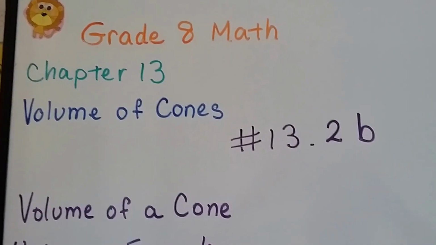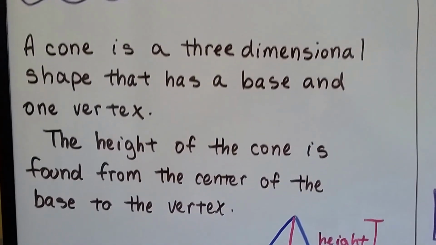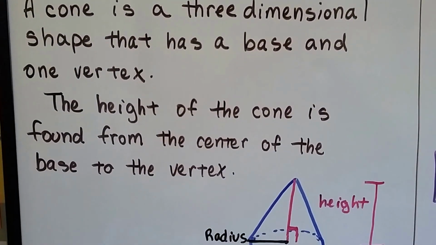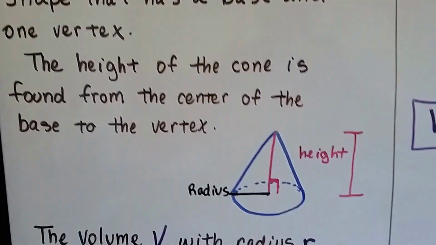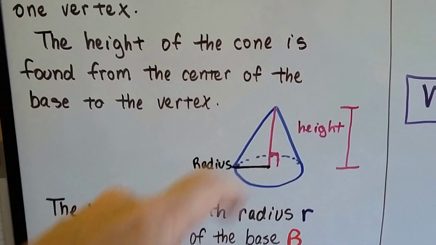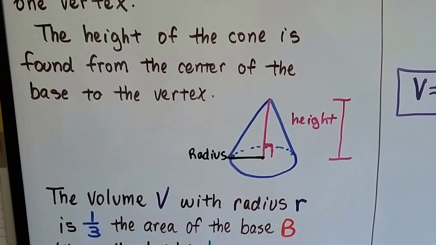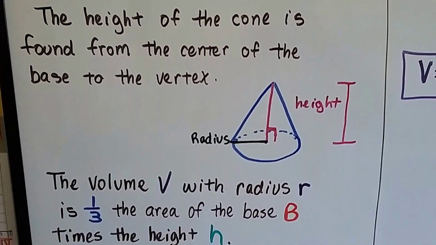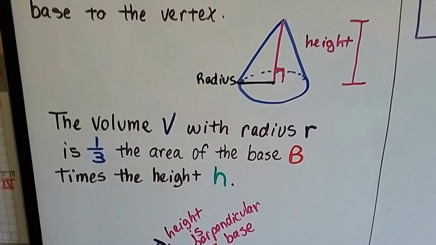Grade 8 Math number 13.2b, volume of a cone using a formula. We discussed in the last video a cone is a three-dimensional shape that has a base and one vertex, right here on the top. And the height of the cone is found from the center of the base, the very, very center of the circle, and it's perpendicular going straight up through the vertex. See that? And the radius goes from the center of the circle to the side of the base.